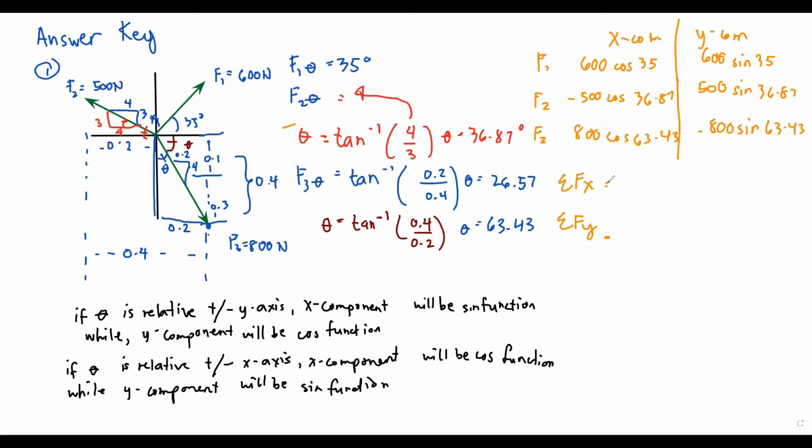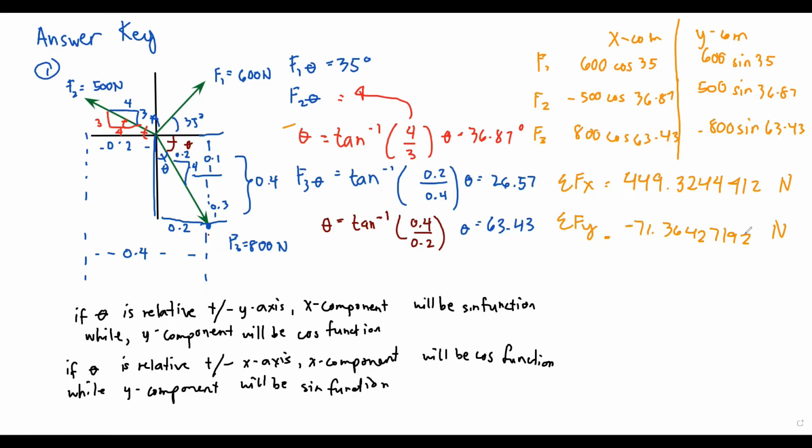So, the final answer here is 449.324, okay, let's write it in full, 412. Next, 600 sine 35 plus 500 sine 36.87 minus 800 sine 63.43. So, the final answer is negative 71.3647192. These are all in Newtons.